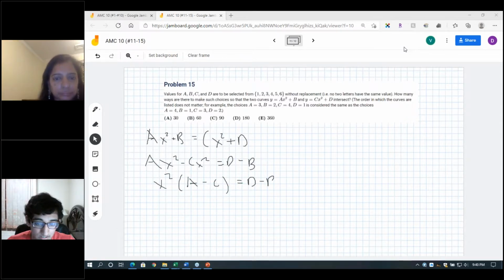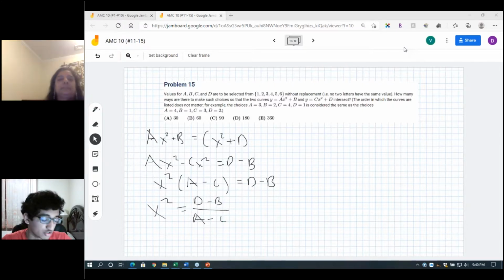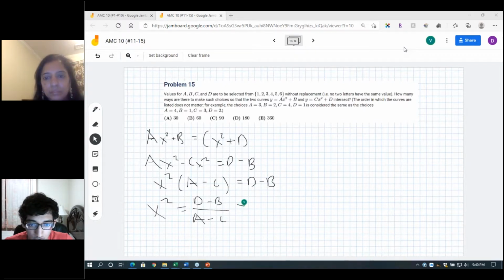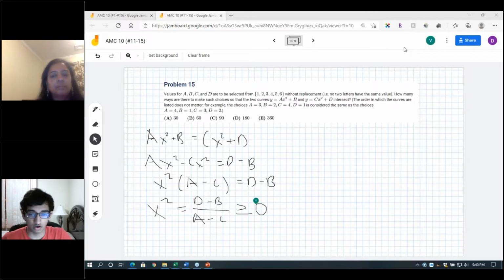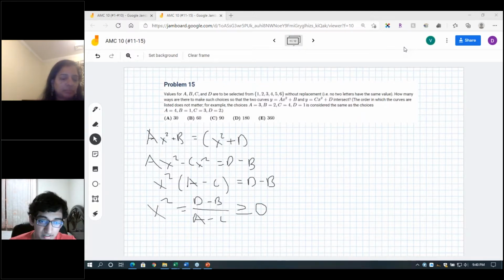So we can take the a minus c, divide both sides by a minus c, and now we have x squared on one side, and d minus b divided by a minus c on the other. Now, there is this inequality called the trivial inequality, which means that any number squared is greater than or equal to 0. So because this is equal to x squared, we know that this is greater than or equal to 0. Now, because of that, we know that d minus b and a minus c are either both negative or both positive.